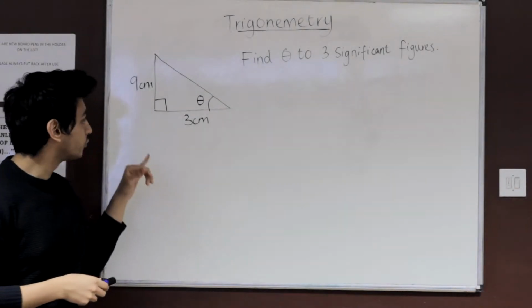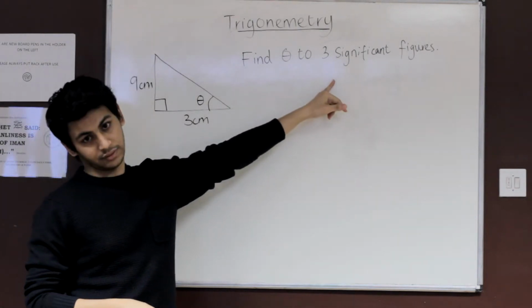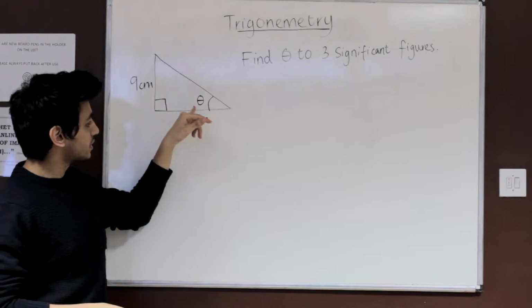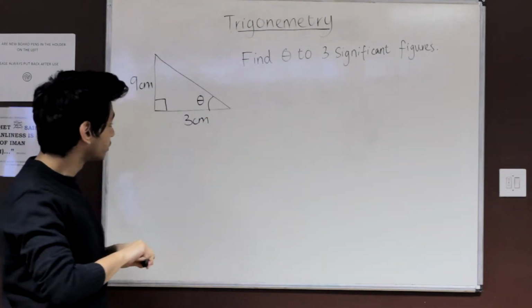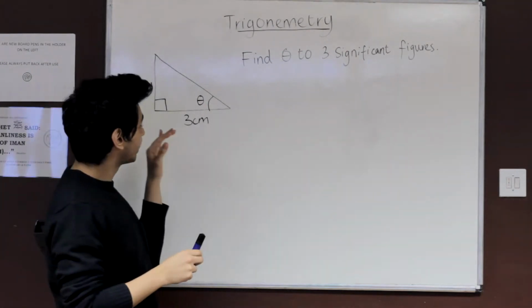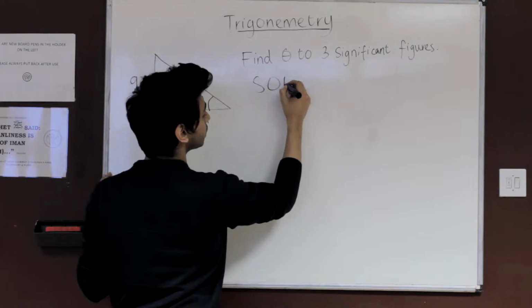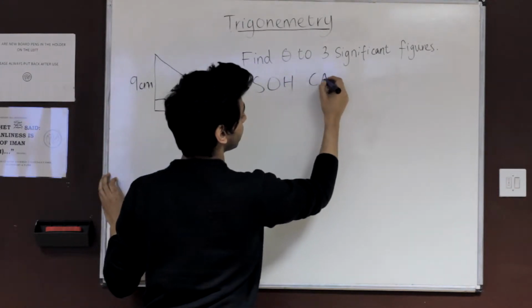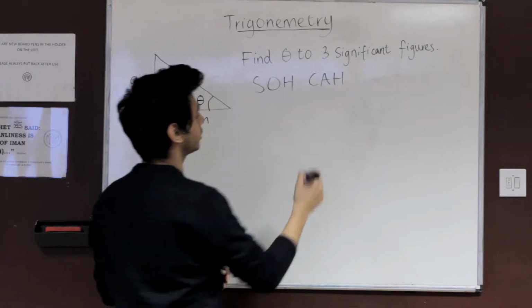So over on the board here, we've got a triangle, and we've been told to find theta to three significant figures. Theta just represents this angle over here. The first thing I want you to do when you get a question like this is write down the keyword we just went through. This will be helpful in determining which rule, which ratio you're going to use.